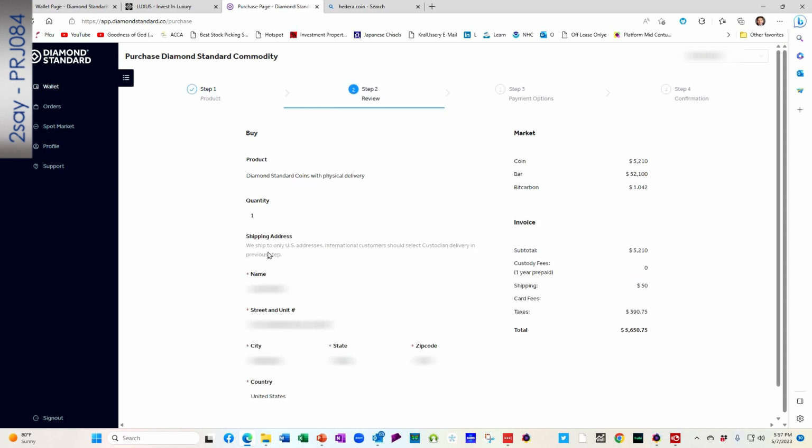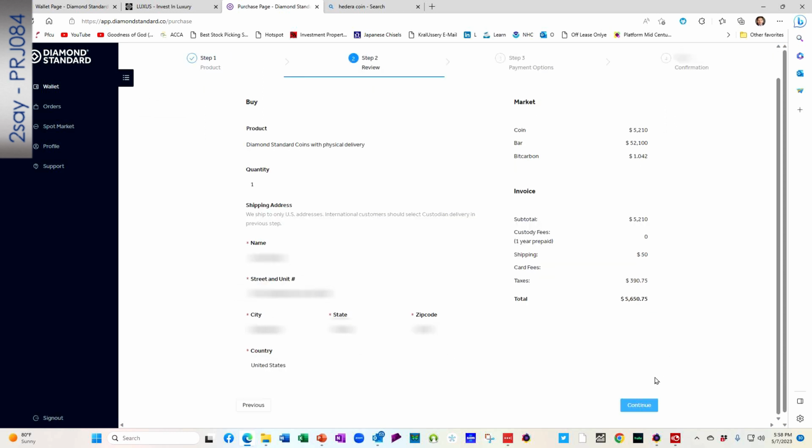Now here it's brought up my shipping address, and it's got my name and address and all that. We do pay a $50 shipping charge. And again, because I'm taking delivery, I need to pay sales tax. You really need to think through: do you want to take delivery or do you want to leave them in the vault? $35 a year. I'm going to click on OK to continue.